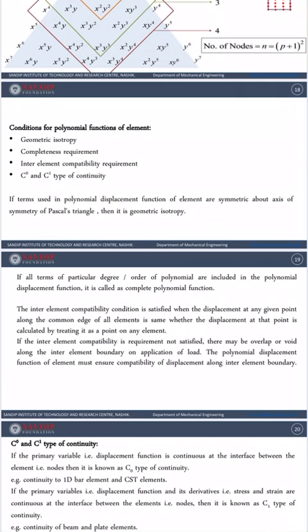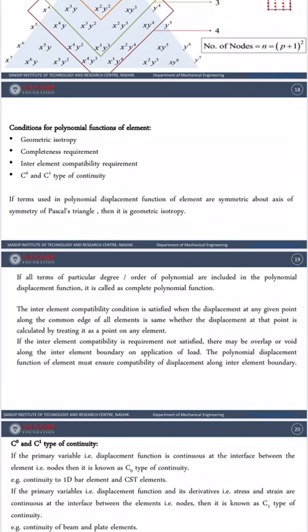There are two or three guidelines to construct the polynomial series with desired geometric isotropy. So what are these two guidelines? Polynomials of order n that are complete have geometric isotropy. If we consider a linear polynomial shape function, then for completeness we need 3 terms: constant plus x plus y. These 3 terms should be there to have a complete shape function.